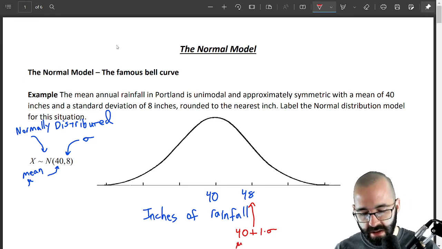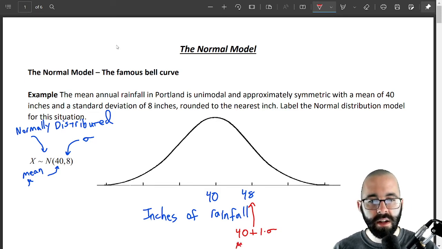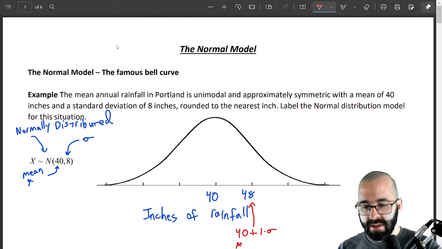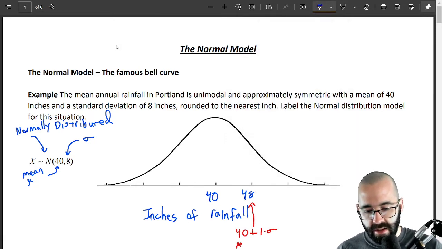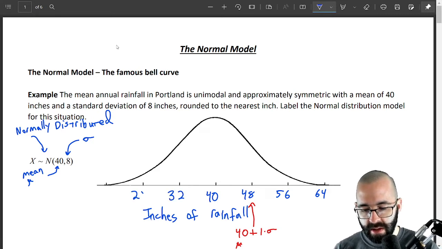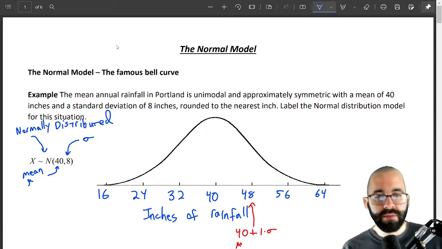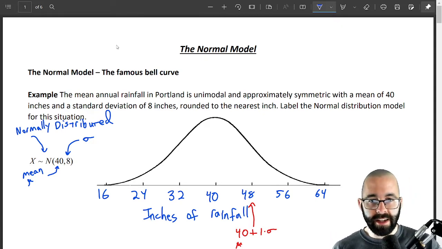That's the mean plus 1 standard deviation. Let's add another standard deviation. That's going to be another 8. This will be 56. Another standard deviation, that'll be 64. And let's do it the other way. Subtract 8s as well. This is how normal distributions look.